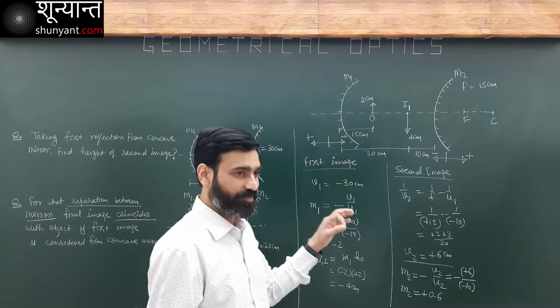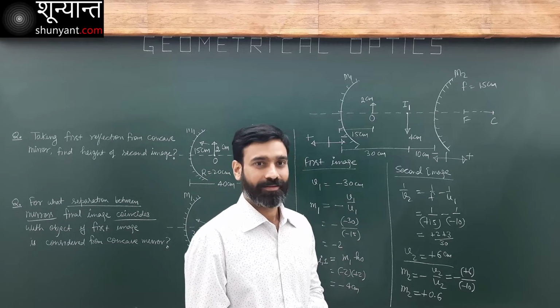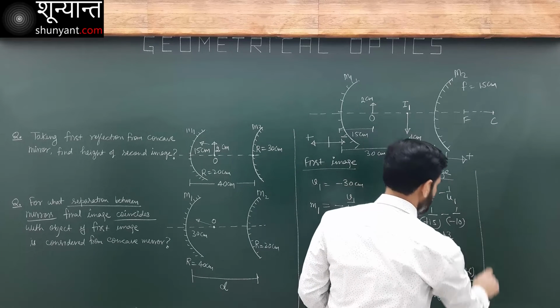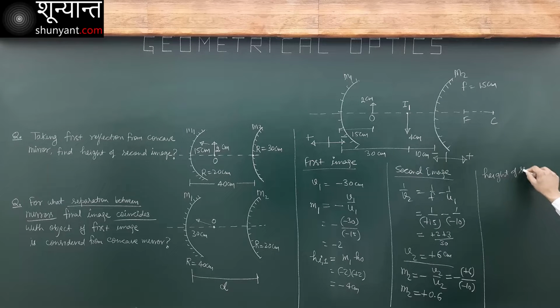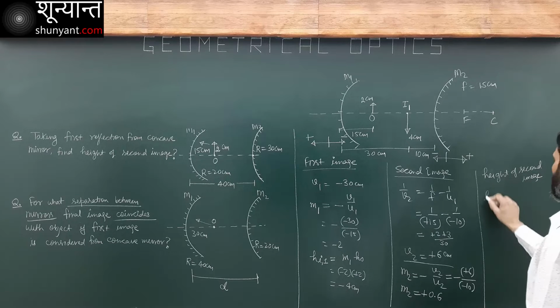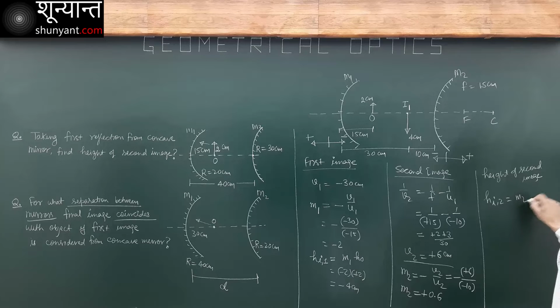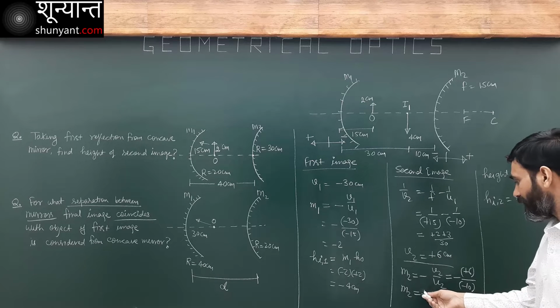Okay, this could be a little confusing. What is the height of the second image? The height of the second image is going to be equal to M2 times the height of the first image. Does that make sense? I am getting a positive magnification.